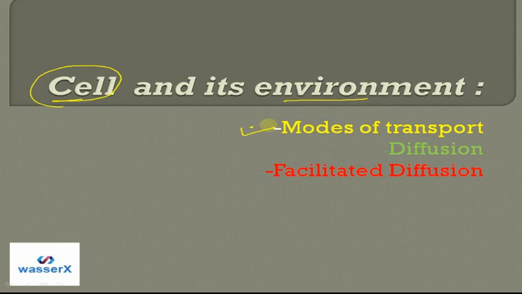First is what are the modes of transport. We will see what are the modes of transport and by which modes of transport the cell transports all the substances and molecules. Second is we will see what is diffusion and what are the processes involved in the diffusion. And third is what is facilitated diffusion and how this facilitated diffusion is separated from the diffusion. Okay? Excited? Let's go.